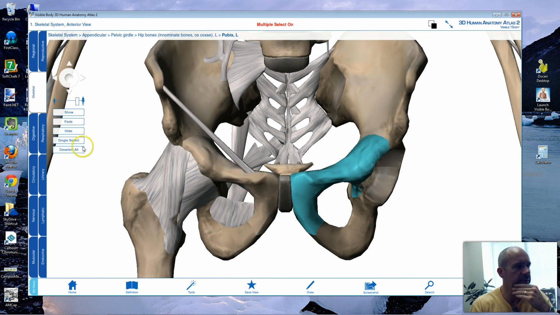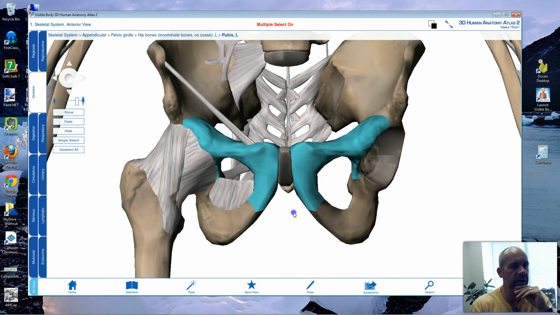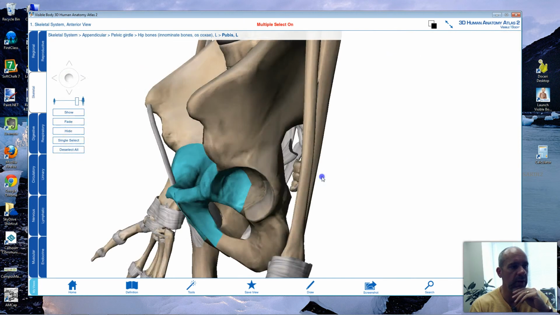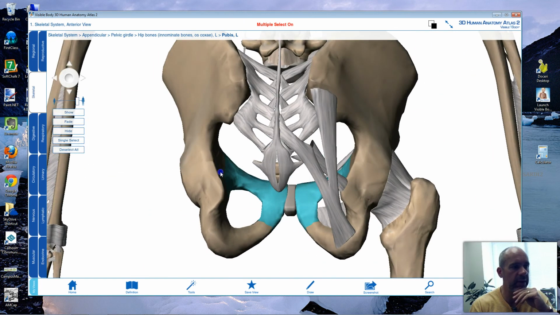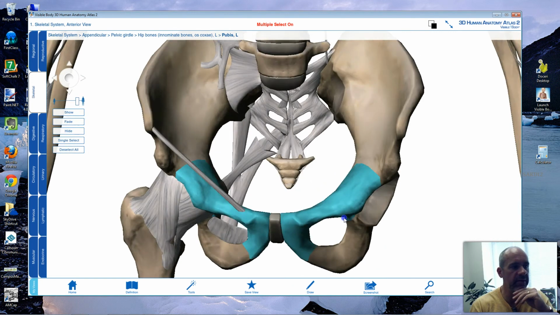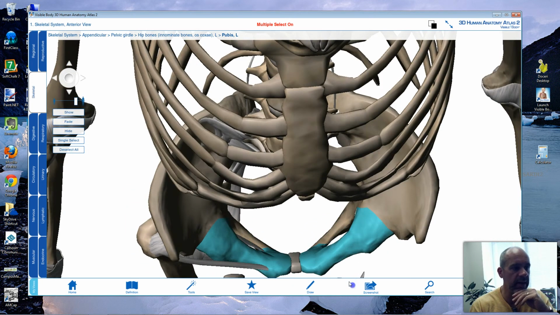And the last little feature, let's deselect all those. Well, let me leave the pubis on each side highlighted. If we kind of rotate upward this way, right along in here, you've got that V shape right there. That is called the pubic arch. Kind of look at it from around the back side over here. Pubic arch, or if you were looking down into the bowl of the pelvis, like that. Pubic arch, kind of forming that V shape right in there.